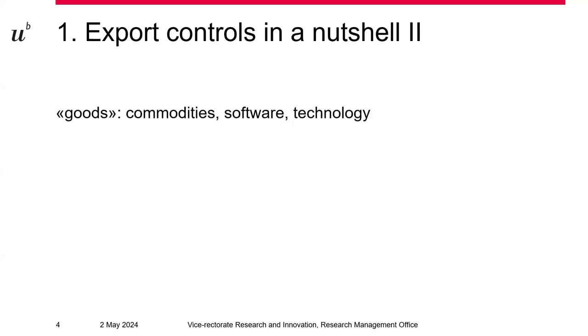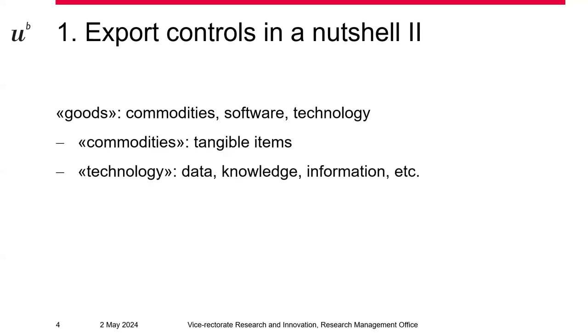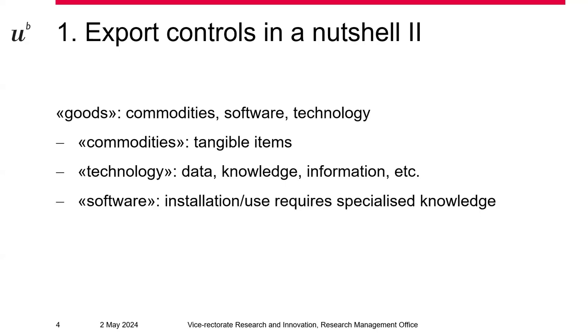Now, when I talk about goods, I mean both tangible items, but also software and technology. And especially the term technology is very broadly defined under export controls, as it can also refer to data or knowledge or know-how or information.